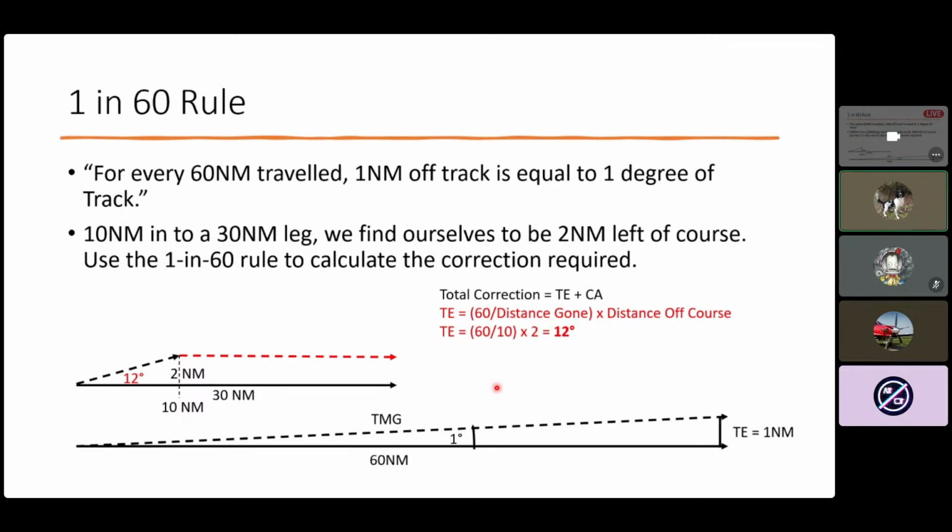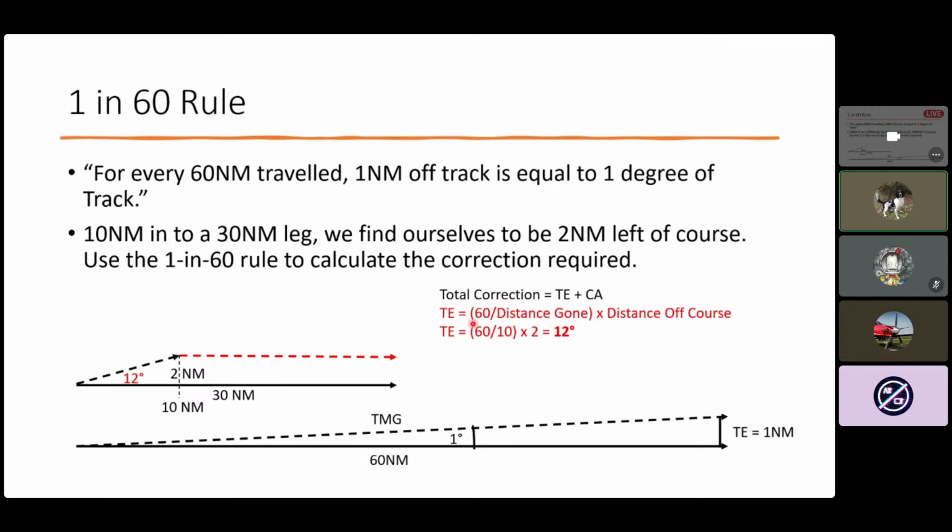So if we were to turn right by 12 degrees, we won't drift off course any further, but we would then just continue to fly 2 miles off the course for the rest of the leg. And we would end up, rather than being overhead the town we were supposed to be at, 2 miles north of it.